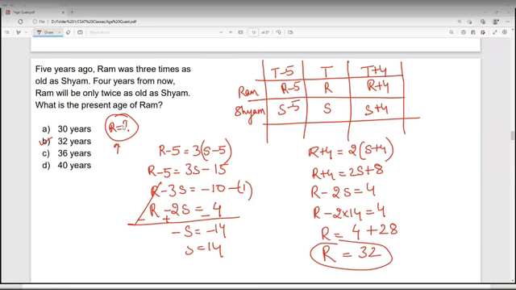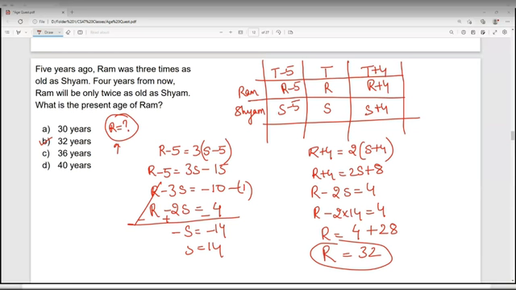So whatever the question is, just mark it here. It can be R plus 4, or they can even ask what was Ram's age 5 years ago. So they may ask anything. Whatever they ask, you just write it here and then circle it, so that you remember what you have to mark.